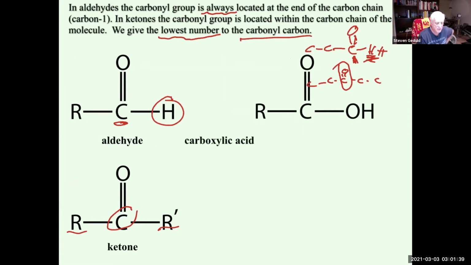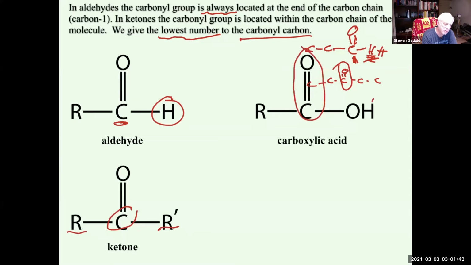Okay, carboxylic acid is a carbonyl group here with an alkyl group added to it. Again, we'll get into those also. Those also have carbonyl groups. And this is also going to be at the end, the lowest possible number. Again, because once it hits this hydrogen here, you're going to terminate.